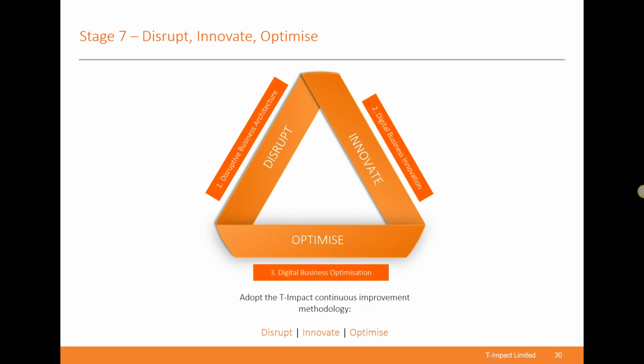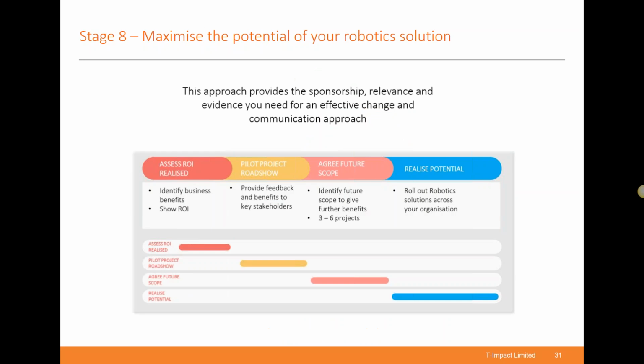Stage 7 is all about disrupting, innovating, and optimizing. And it's about continuous improvement. So when you're deploying a robotic solution, really do adopt this idea that you want to change what you're doing, you want to do something innovative, and you want to optimize it and keep going round and round the circle. And then finally, to maximize the potential of that solution. So you might be looking just to build a single solution for a single problem, and that's great.